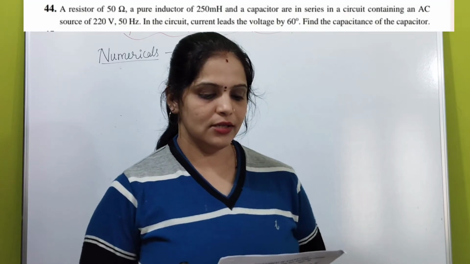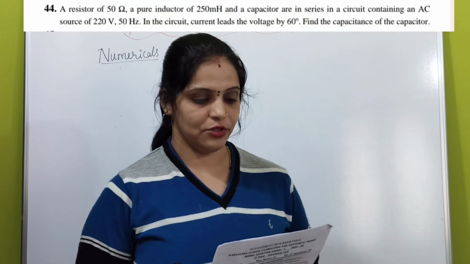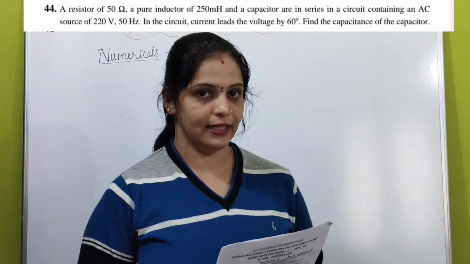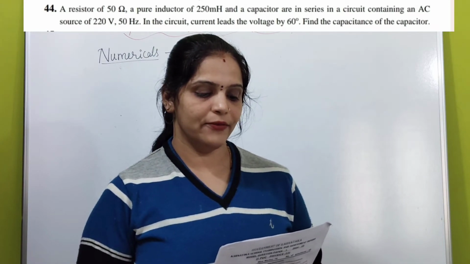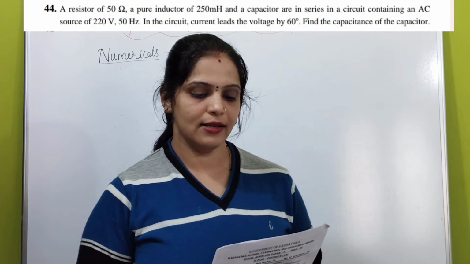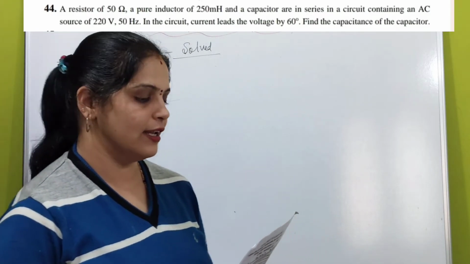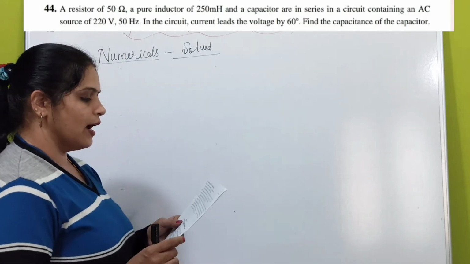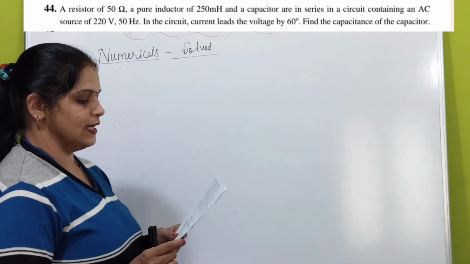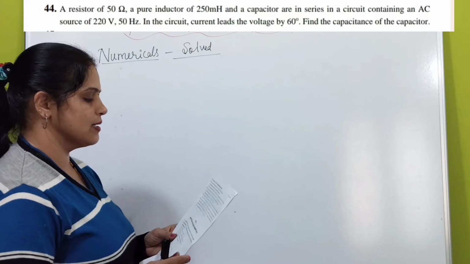Okay, the third question is from the AC, alternating current chapter. A resistor of 50 ohm, a pure inductor of 250 millihenry and a capacitor are in series in a circuit containing an AC source of 220 volt, 50 Hz. In this circuit, current leads the voltage by 60 degree. Find the capacitance of the capacitor.